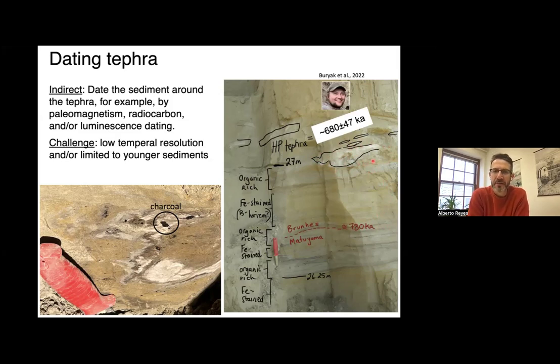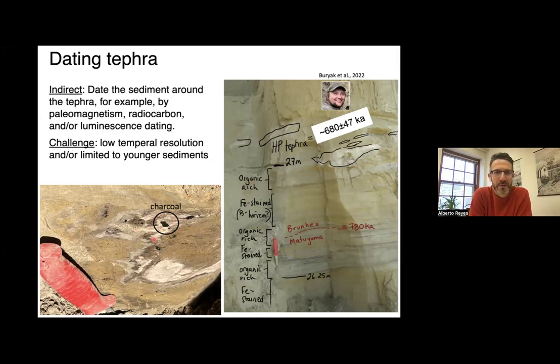Serhiy has redated this using uranium-lead dates on zircon in the tephra to about 680 or so thousand years, plus or minus 50. Okay, so this is a great example of using an indirect age to provide a constraint on the dates for a tephra. This can be easy or hard to do, right? Here's an example of some charcoal that's associated with a reworked tephra, which presents all sorts of interpretive problems.